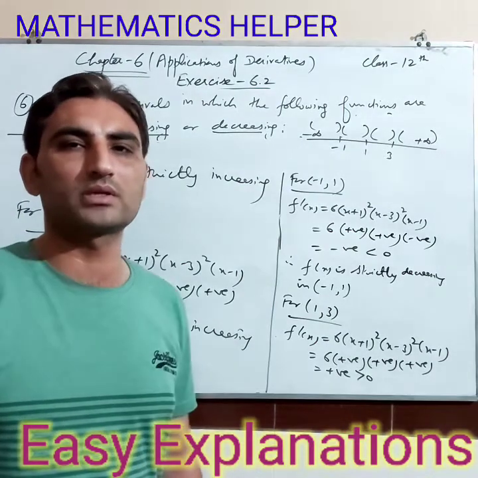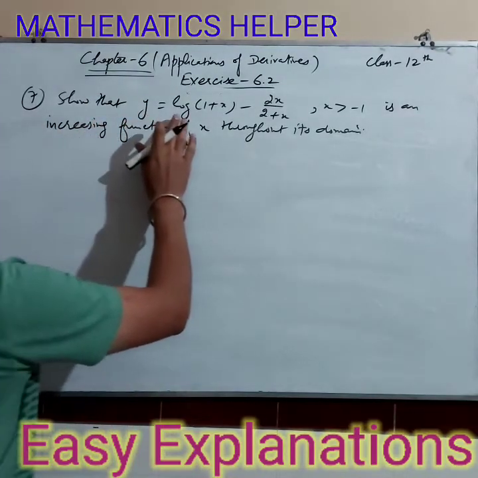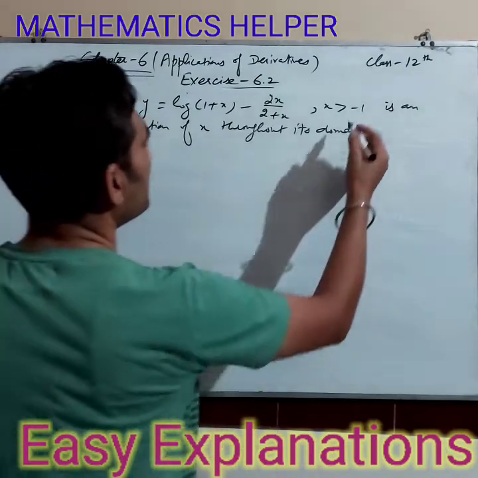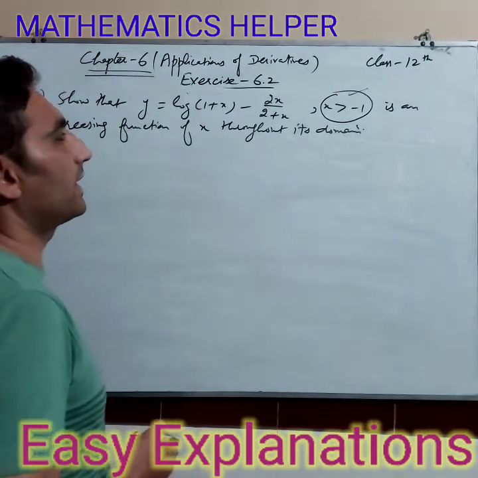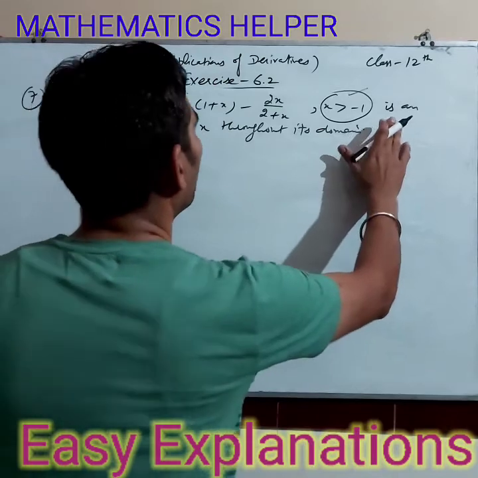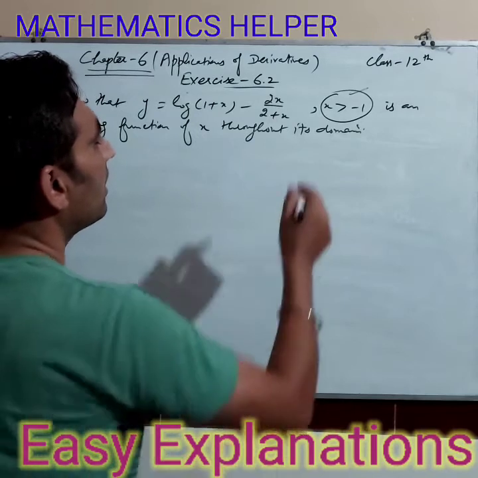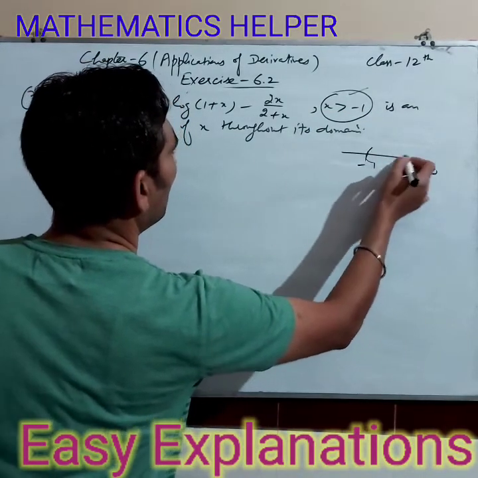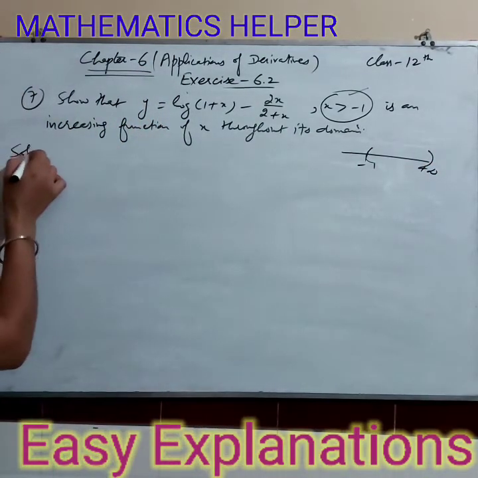See, next what is given in question number 7. Students, question number 7 is: show that y equal to log(1 plus x) minus 2x over (2 plus x), x greater than minus 1, is an increasing function of x throughout its domain. Remember, your x is greater than minus 1, meaning all the numbers greater than minus 1. What is the domain of this? All the values which are greater than minus 1 make up its domain. So let's start its solution.